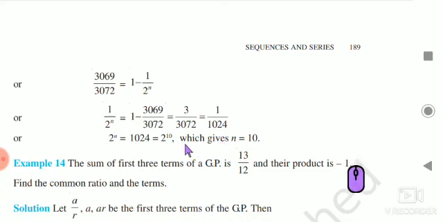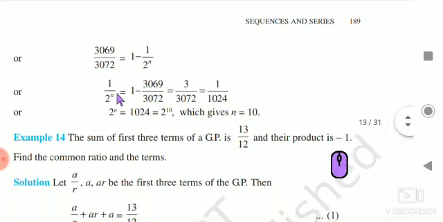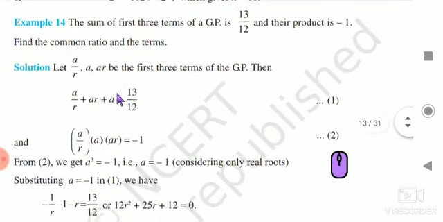By equating 1 by 2 raised to n with 1 by 1024, that gives 2 raised to n is equal to 1024. But 1024 is nothing but having the base 2 to the power 10. By comparing the left hand and right hand side, 2 raised to n is equal to 2 raised to 10. Therefore, n is equal to 10. Therefore, the sum to 10 terms has addition 3069 divided by 512.